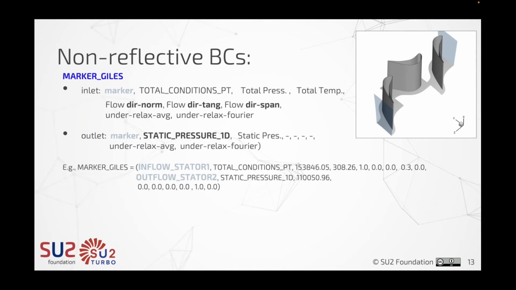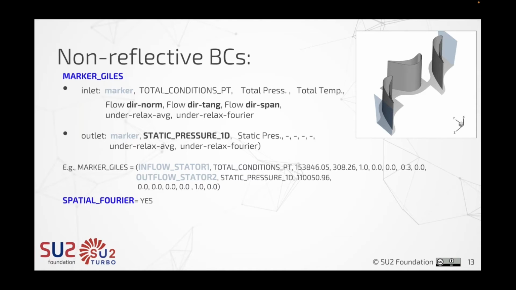As an example, in this case, we would have the name of the marker, so the inflow of stator one, total pressure and total temperature, followed by the numeric values, the flow direction, some relaxation coefficient, and then the same for the outflow. So the name of the boundary, static pressure 1D, and then the value, and just some values that are not used, and then relaxation factors again.